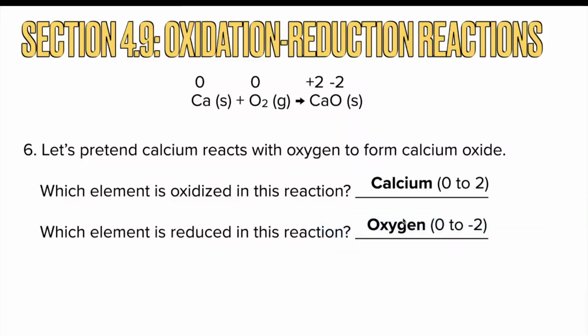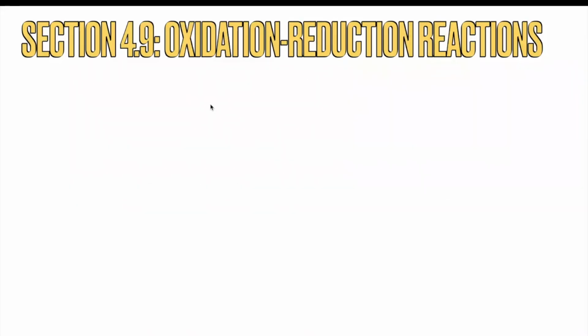Which element is being reduced? Oxygen's is going from 0 to -2. Its oxidation state is decreasing. It's going down. So that's how you identify which element is oxidized and which is reduced. And we can do this for any reaction.